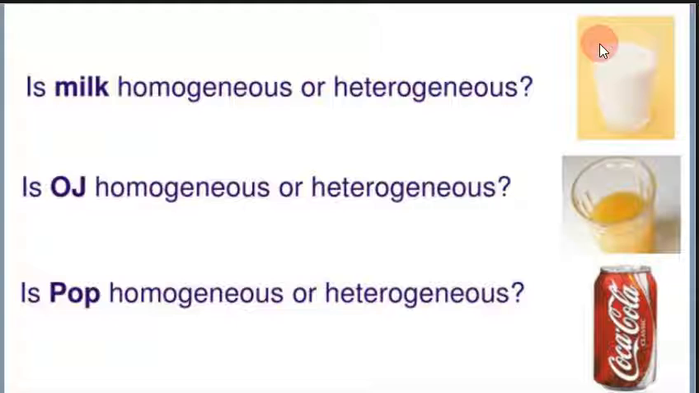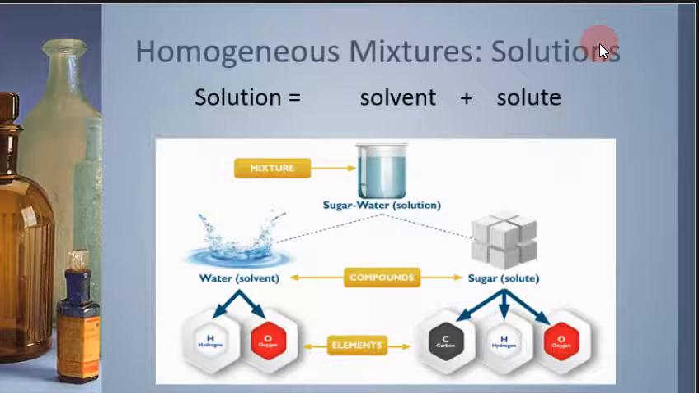So is your Coke homogeneous or heterogeneous? Heterogeneous, because it has the little particles, bubbles and stuff. Okay, I'll buy that. You would think the bubbles would be green if they put food coloring in it? It'd be green. I thought it would just be clear. No. It'd be green. All right, so homogeneous mixtures, we can look at something that we call a solution.